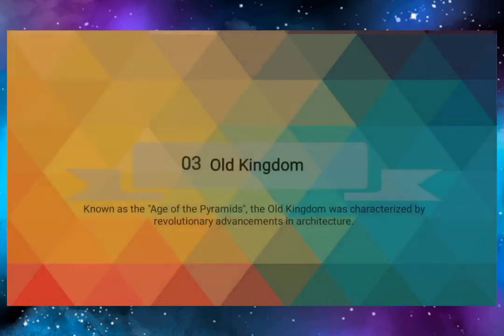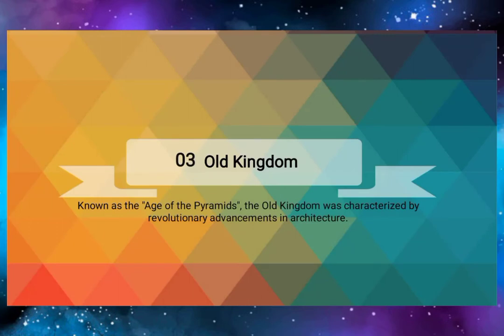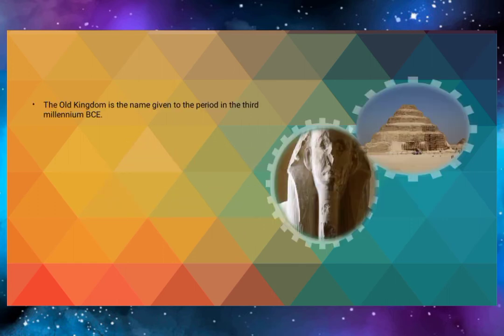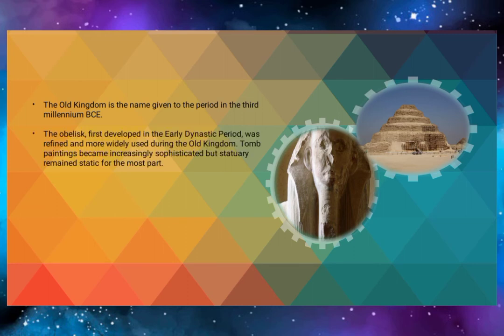Next up, we have the Old Kingdom. The Old Kingdom, known as the Age of the Pyramids. The Old Kingdom was characterized by revolutionary advancements in architecture. The Old Kingdom is the name given to the period in the 3rd millennium BCE.